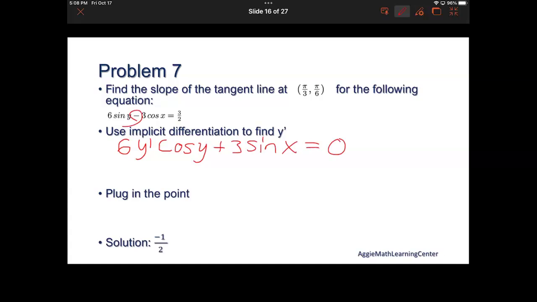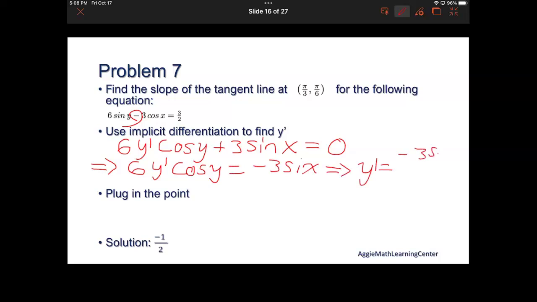And then we can start by moving some points over. So if we move the 3 sine x over to the other side, we get y prime cosine y equals negative 3 sine x. And then we can divide by 6 cosine y. So that gives us that y prime is equal to negative 3 sine x divided by 6 cosine y. These also cancel and give us a 2 just here on the bottom because it's just 3 over 6. That's 1/2.